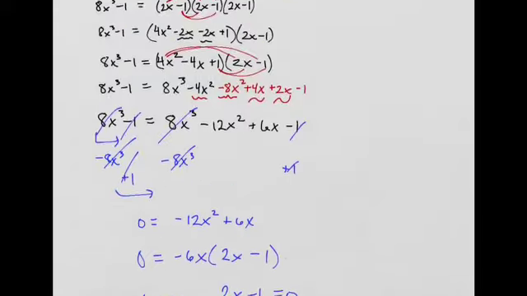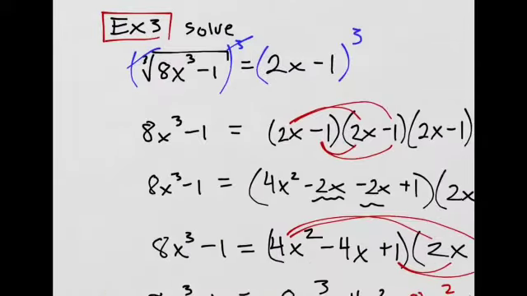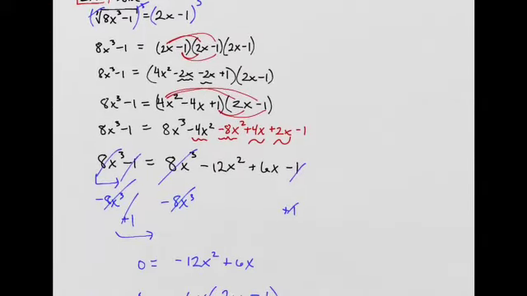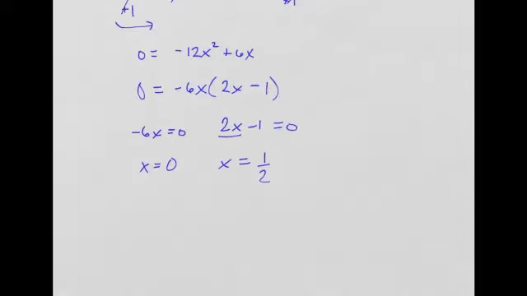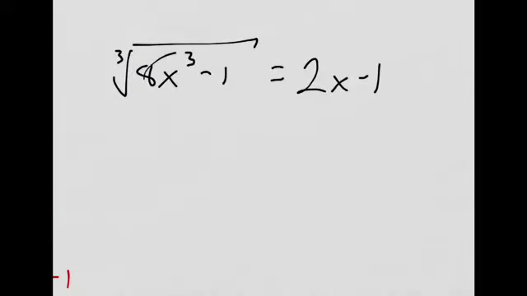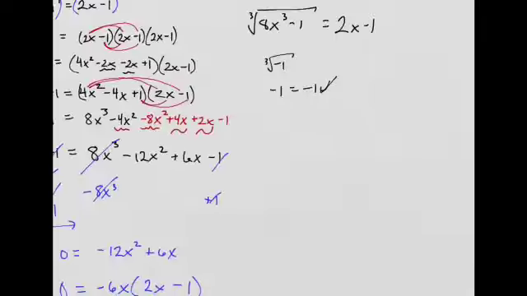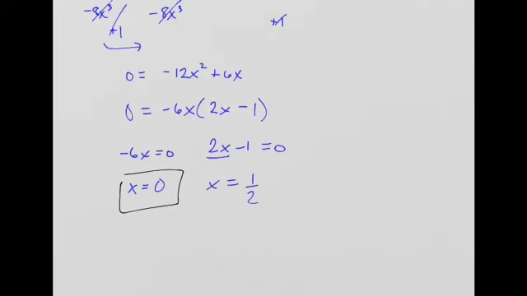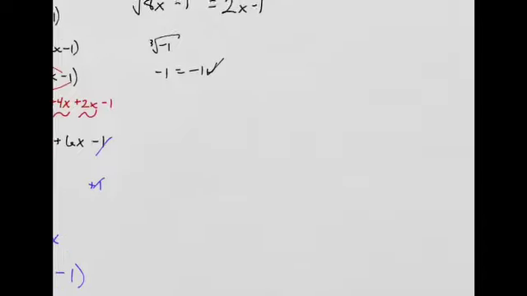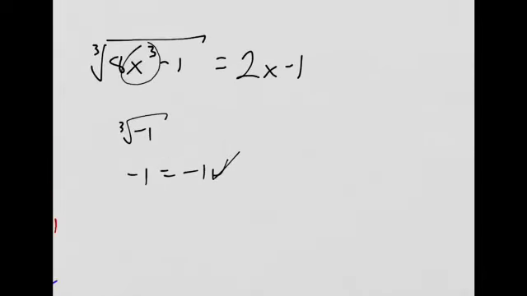Now, I should check these, just to make sure. I can rewrite the original. So I'm going to first check 0. If I plug in 0 here, that just changes to 0. 0 minus 1 is negative 1. And the cube root of negative 1 is still just negative 1 because it's an odd root. It stays negative. And then plug in a 0 on the right, and I get negative 1. So that works out. That's a check mark. So x equals 0 is fine. That's one of our answers. It's not extraneous.